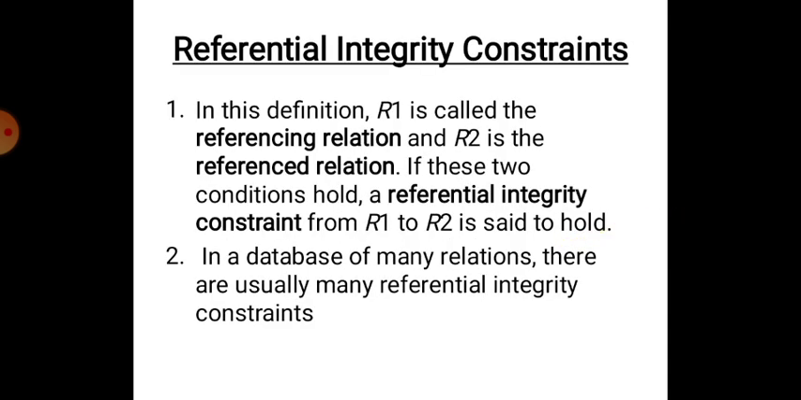Referential integrity constraint. In this definition, R1 is called the referencing relation and R2 is the referenced relation. If these two conditions hold, a referential integrity constraint from R1 to R2 is said to hold. Number two, in a database of many relations, there are usually many referential integrity constraints.